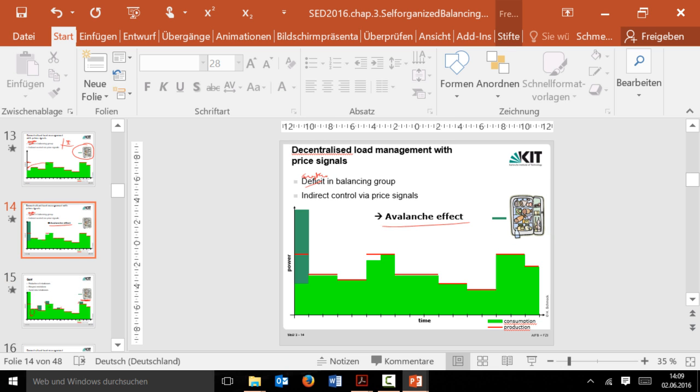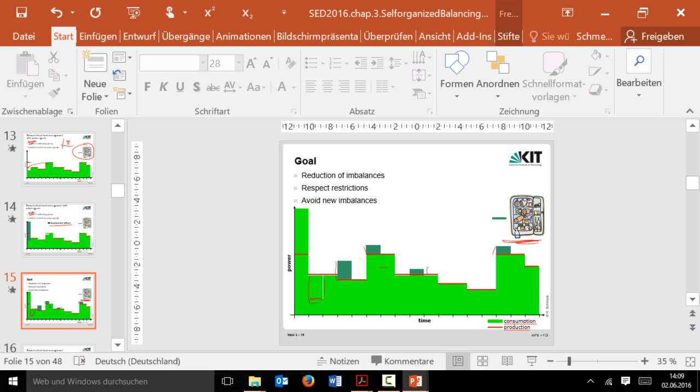If the price incentive is too large, you get avalanche effects which you cannot control really. So just to use prices is not a reasonable idea, although you see that in many places that people say they would like to use prices, but you cannot control what happens.